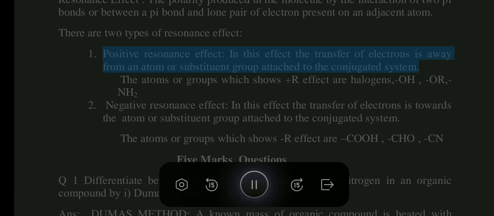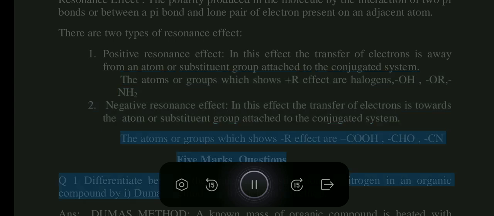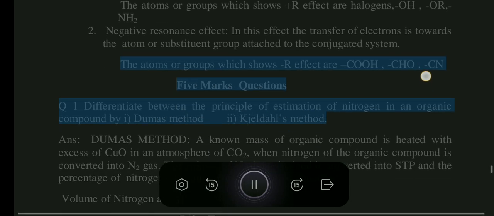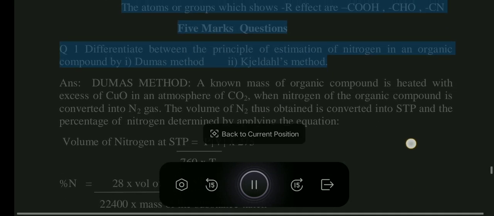1. Positive resonance effect: the transfer of electrons is away from an atom or substituent group attached to the conjugated system. The atoms or groups which show +R effect are halogens, -OH, -OR, -NH2. 2. Negative resonance effect: the transfer of electrons is towards the atom or substituent group attached to the conjugated system. The atoms or groups which show -R effect are -COOH, -CHO, -CN.